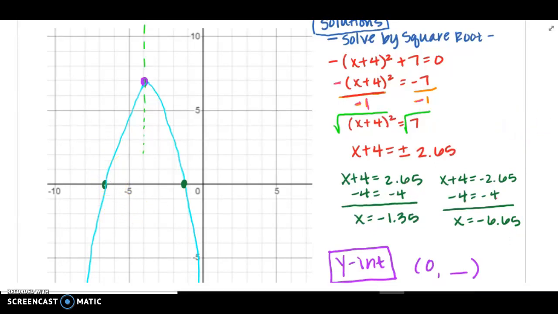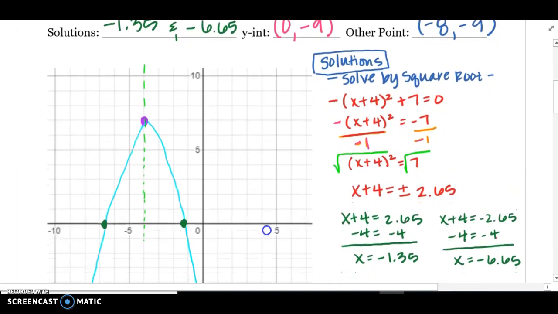I graphed those in green over here on the left. So here is -1.35, a little past -1, not quite to -2 yet. And then past -5, there's -6, and roughly about there is where -6.65 is. So now you can see that those are directly in between that axis of symmetry. It splits it right down the middle. They should each be equally distant apart.